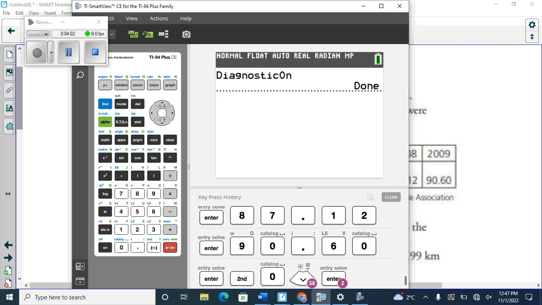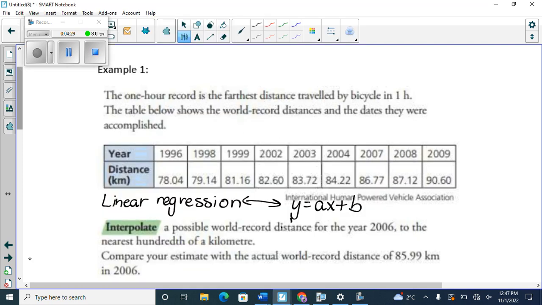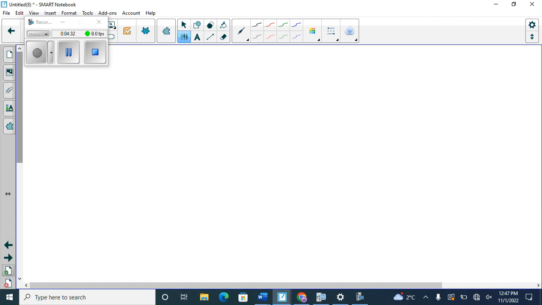We are on the back side of the sheet. On the back side of the sheet it's giving us steps. So you go to diagnostic on, and you press done. Then when it's done, you have an R squared value. Now I just want to explain to you, everyone put down their calculators once they have that. Set your calculator down when you're paying attention. Diagnostic on, and then it'll say done.